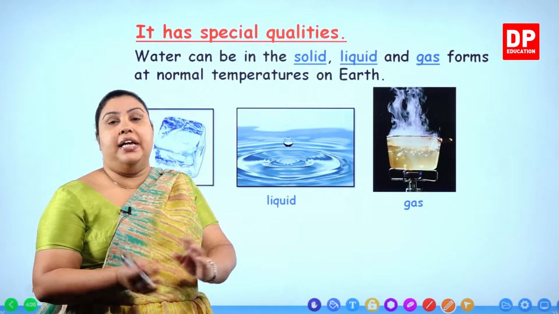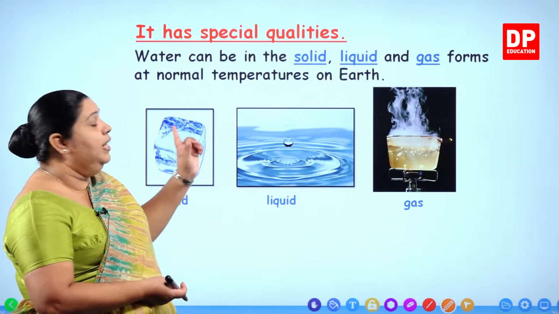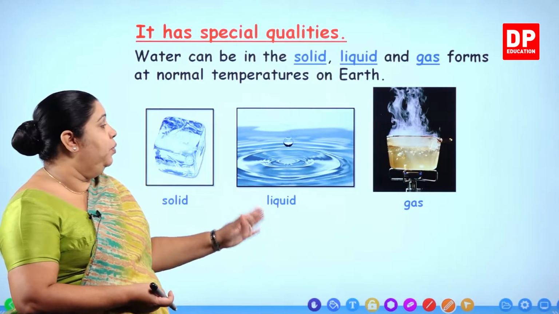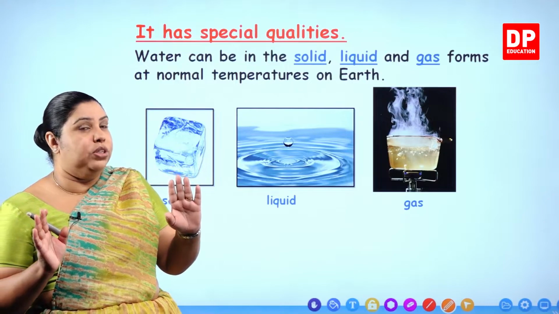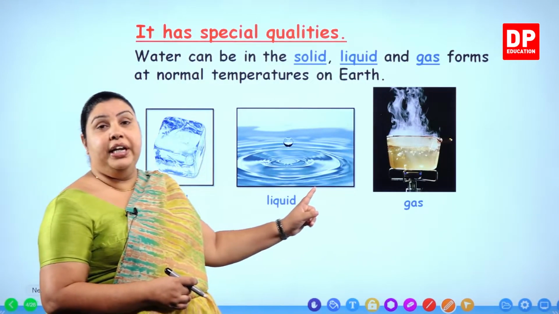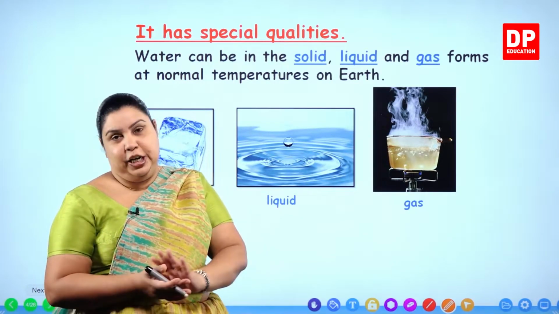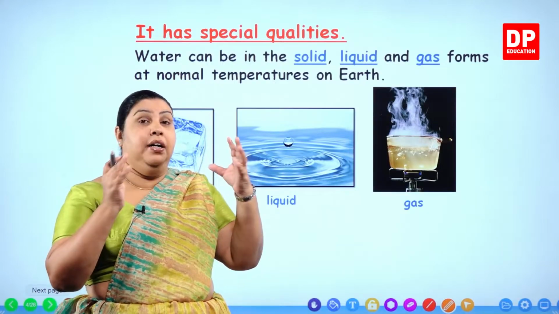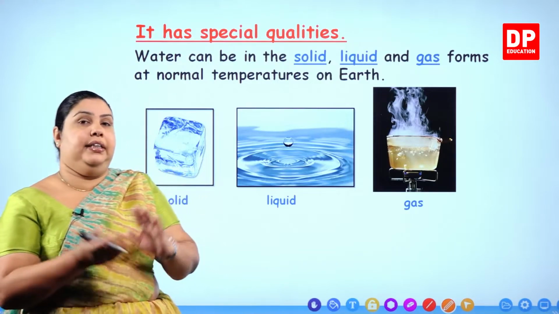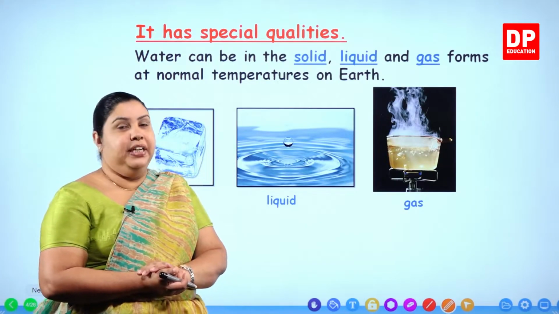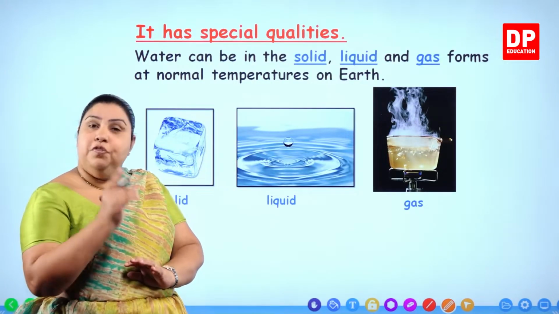The three forms that water can be is in the form of solid, liquid, and gas. So what are the three forms of water? Solid, liquid and gas. So that is a big main speciality in water. So that is a special quality that this water has.